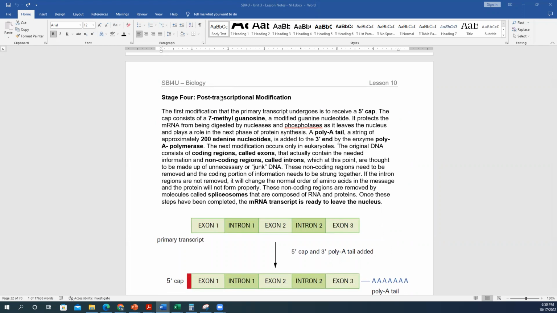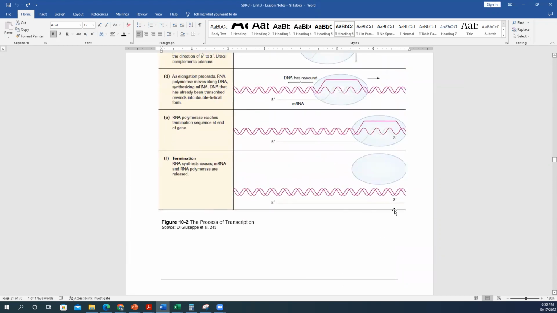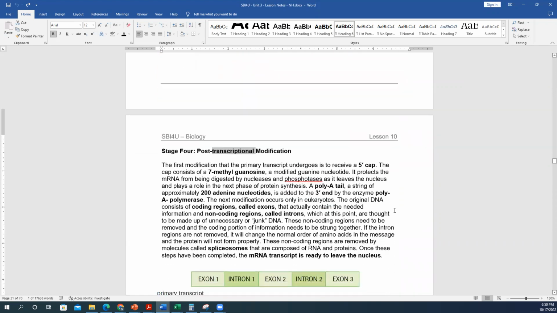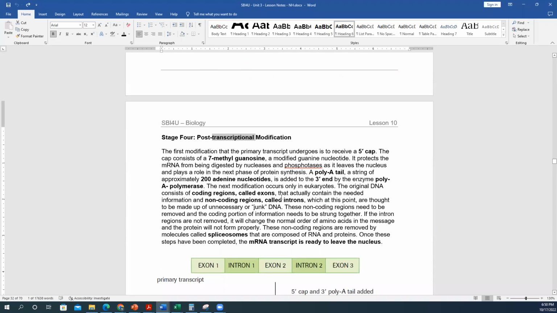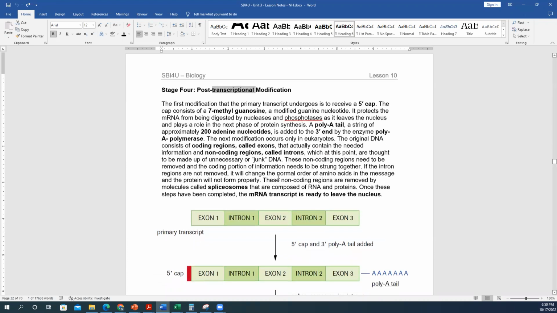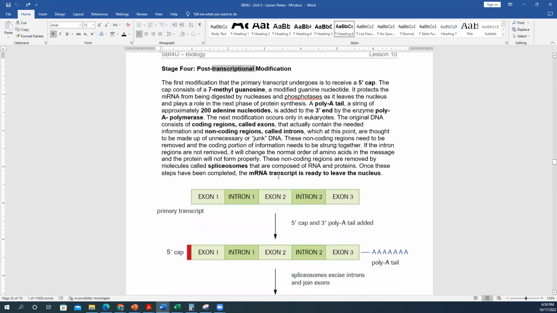We need some post-transcriptional modifications. As the name suggests, these are modifications that happen post-transcription. After transcription is done, we go through a series of modifications that then make the mRNA suitable to leave the nucleus and enter into the cytoplasm. So let's talk about those post-transcriptional modifications.